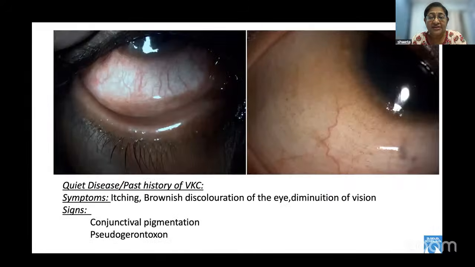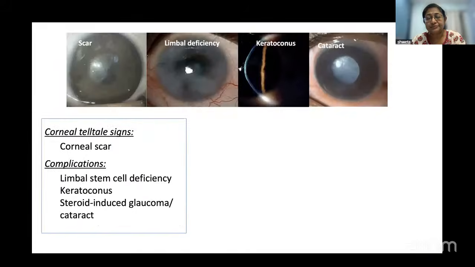Now, in the quiet disease, since we are a pigmented population, we often see a brownish discoloration of the eye, which occurs because of the dispersion of the pigment resulting from chronic itching. The patients often have a history of itching, and they might also complain of diminution of vision. Signs clinically, you will see a conjunctival pigmentation or pseudogerontoxon, something like an arcus, but in a younger patient.